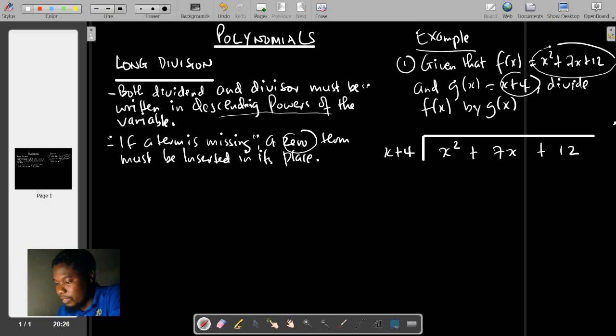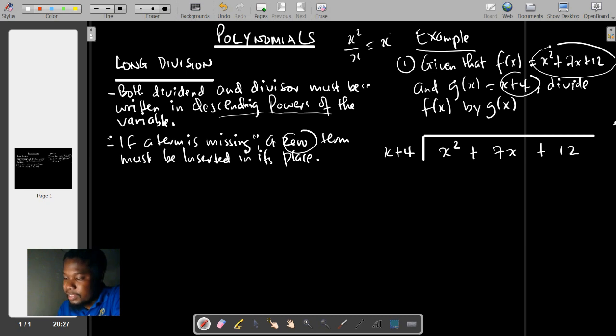Now I want you to really pay attention to how we're going to do this. The thing that divides into our dividend is the first term with the variable, the term with the highest degree in the divisor. In this case the variable is x, so we divide x into each and every term. Now pay attention. If we divide x into x squared, that simply means we're doing x squared divided by x, which will give us x.